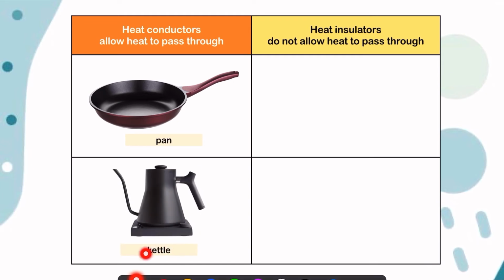And for example, a kettle. A kettle is a heat conductor. What about a glass? A glass does not allow heat to pass through, so a glass is a heat insulator. Remember, if you want to keep your coffee hot, you need to choose a glass to contain your coffee because a glass does not allow heat to pass through, so it can keep your coffee hot.